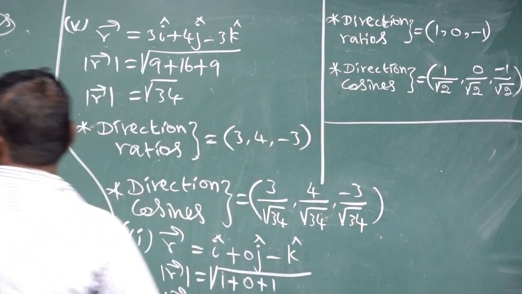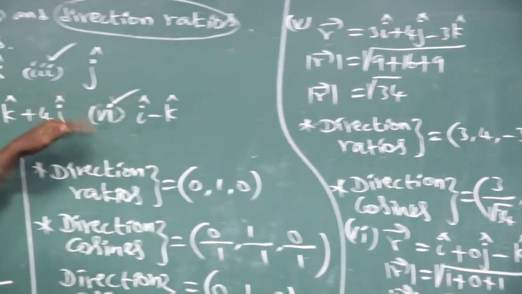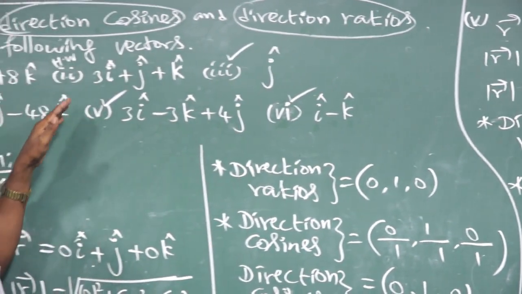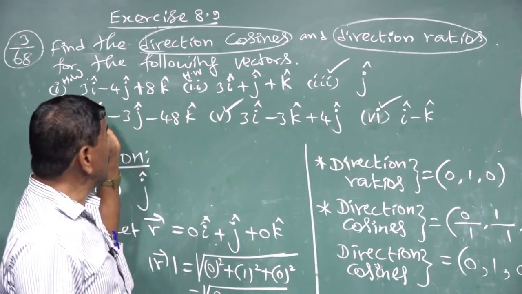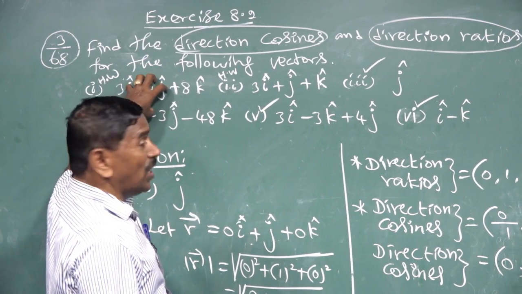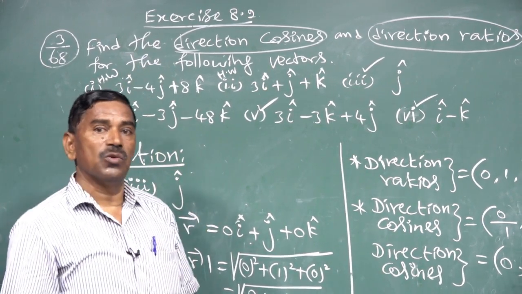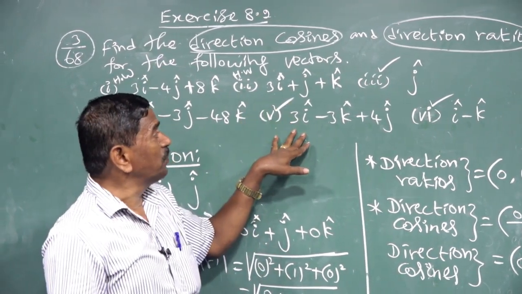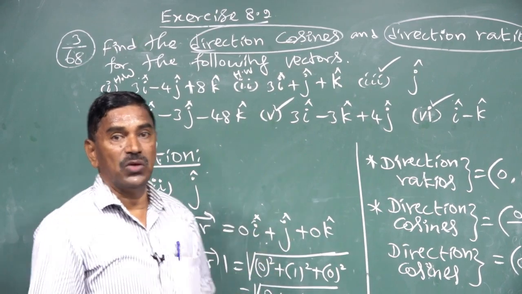Now listen, there are 6 subdivisions. 3 subdivisions I did myself and 3 subdivisions are left for your homework. In a similar way, do the remaining model examples as homework, write it and send it through WhatsApp. I will tell you where the mistake is.